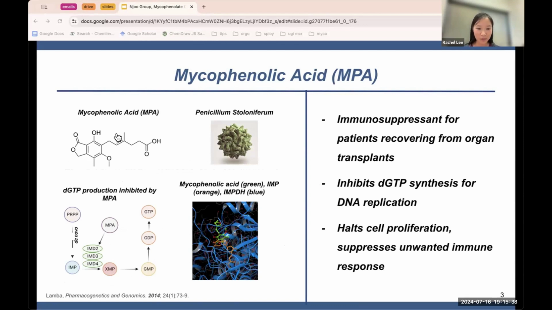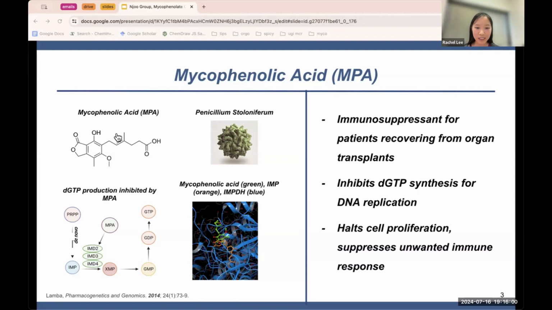As shown in the protein model, MPA in green is a non-competitive inhibitor of the enzyme IMPDH, shown in blue, which normally catalyzes the conversion of IMP, shown in orange, to XMP. And this pathway synthesizes dGTP, an important precursor to DNA replication.